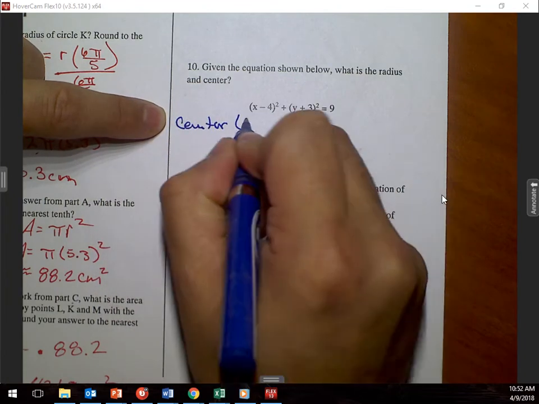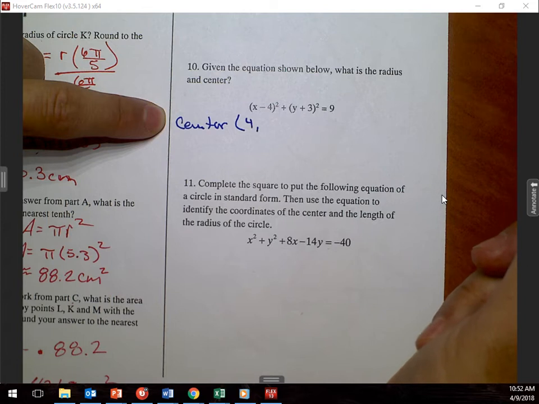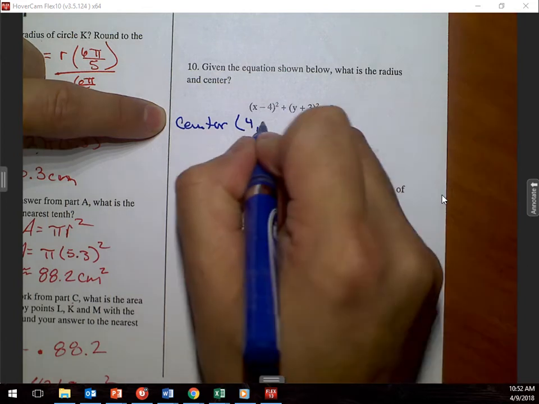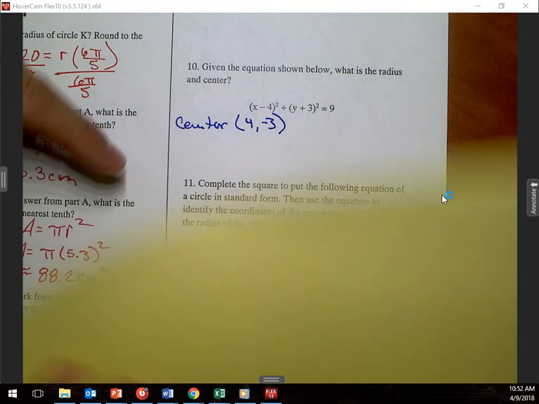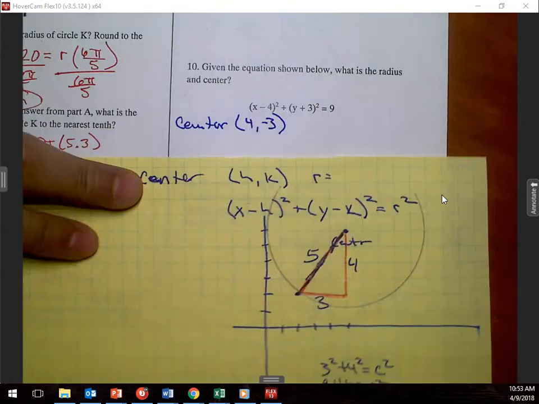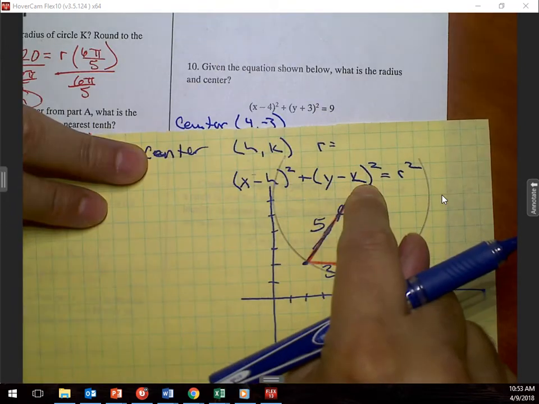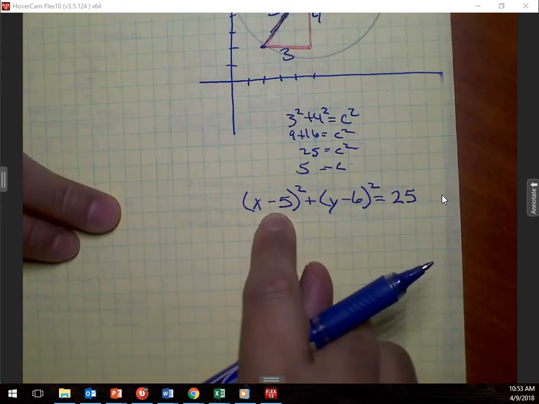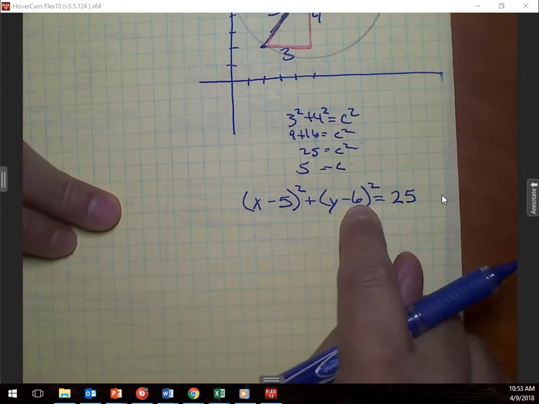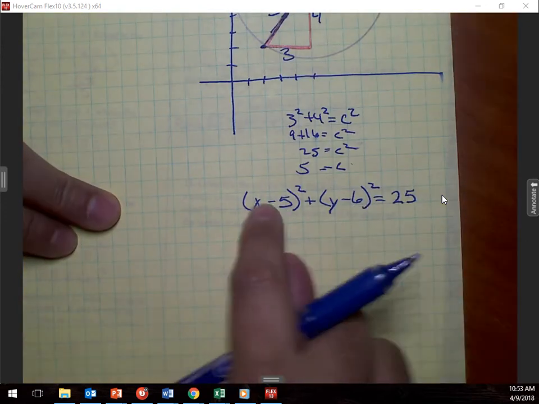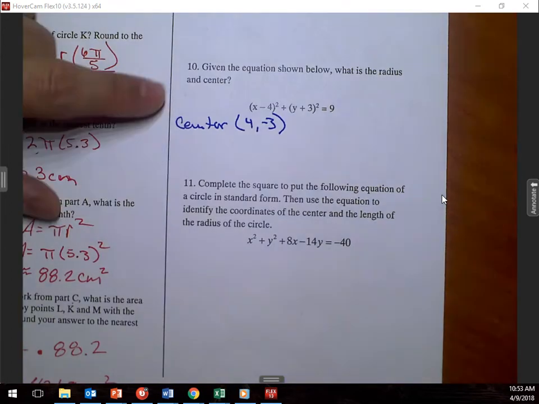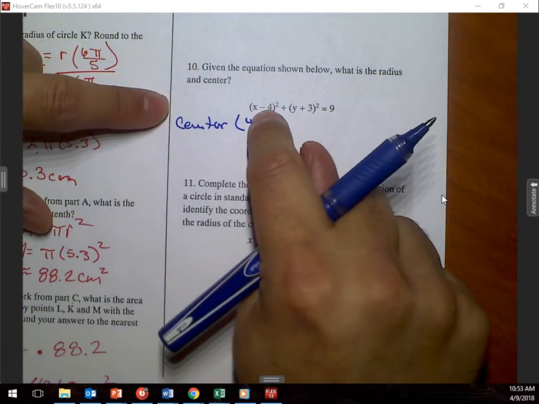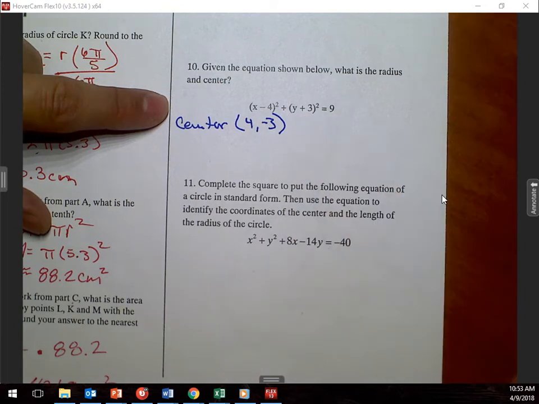4, 3? 4 and 3. Not 3, negative 3. Very good. The formula always has an opposite, doesn't it? It's always the opposite, right? So that's the reason why these ones right here, even though it was a positive 5 and a positive 6, became minuses here. So they're opposite right there. So that's why this is a positive 4 and a negative 3.